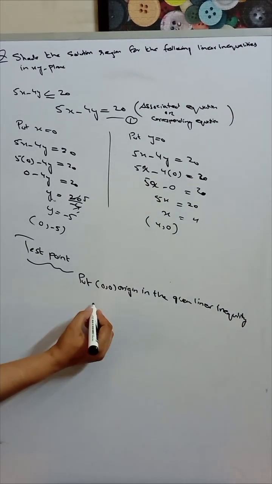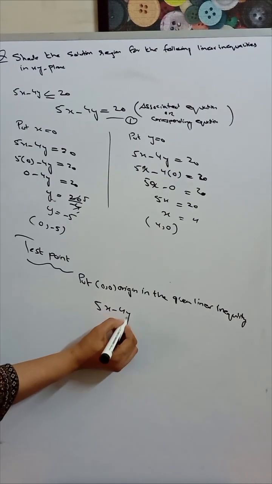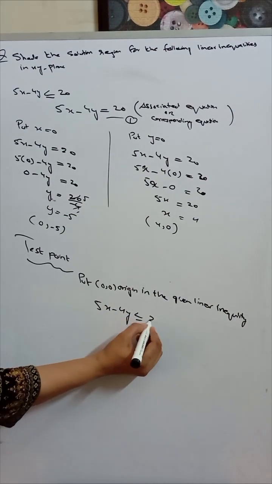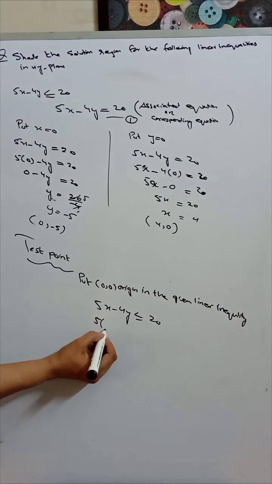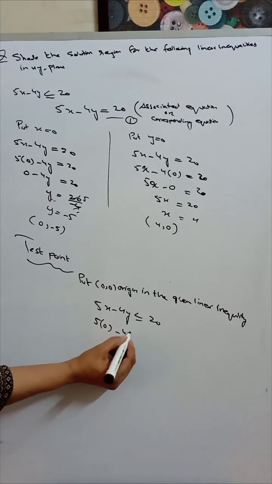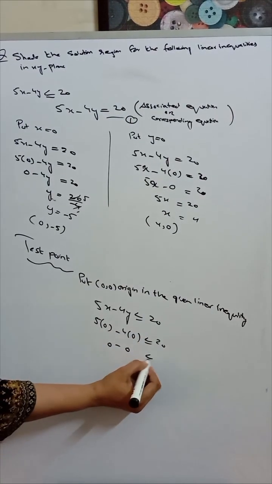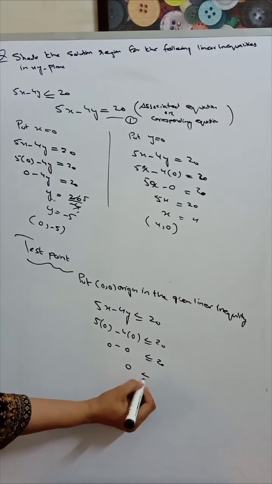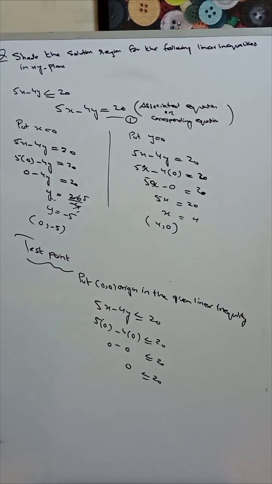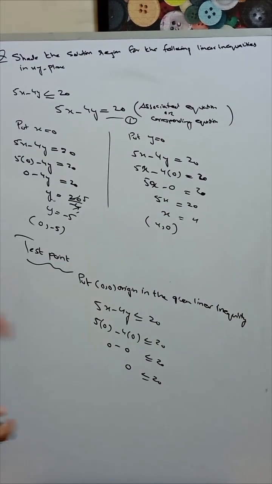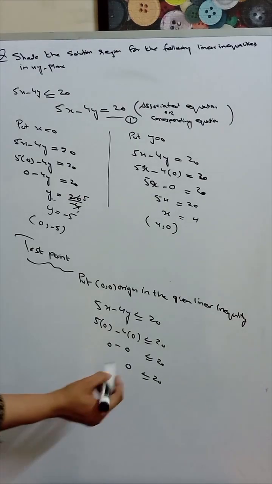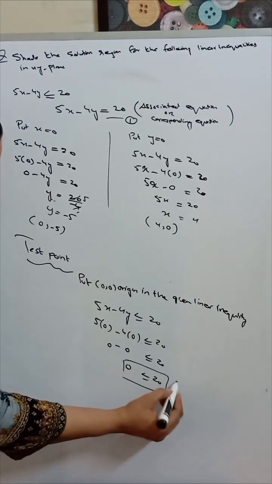So what is it? 5x minus 4y less than or equal to 20. What is 5 times 0 minus 4 times 0 less than or equal to 20. 0 minus 0 less than or equal to 20. 0 less than or equal to 20. Is this true or false? Is 0 less than 20? Just think about it. Yes, it is true. 0 is always less than 20. So this inequality is true.